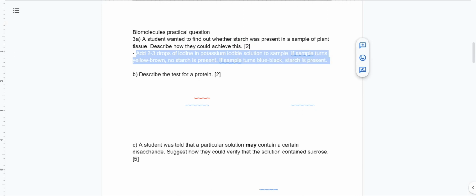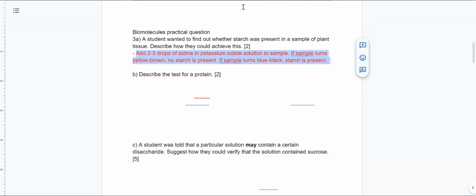And generally, when you want to write the procedure for a food test down, you need to make sure that you talk about both the positive observation when starch is present and the negative observation when starch is not present. So the basic formula for writing this kind of food test is to first describe what the test is. So in this case, once again, I'm adding a few drops of iodine in potassium iodide solution to the sample.